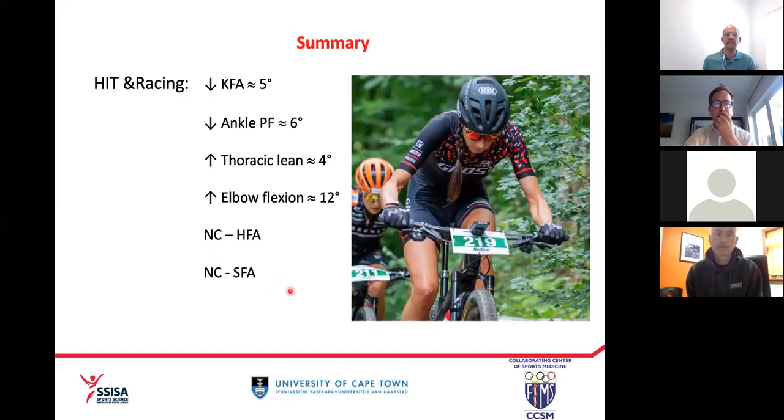Lastly, if you're doing high intensity exercise and you want to know what's happening there, remember that compared to low intensity exercise, the knee flexion angle will decrease by approximately 5 degrees, and plantar flexion will decrease as well by approximately 6 degrees. The thoracic area will increase its lean by approximately 4 degrees. Elbow flexion will increase the most by approximately 12 degrees, but very handily, hip flexion angle and shoulder flexion angle will not change at all from low intensities through to high intensity activity.